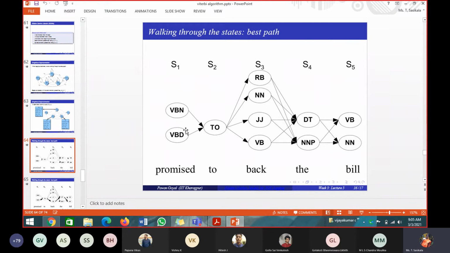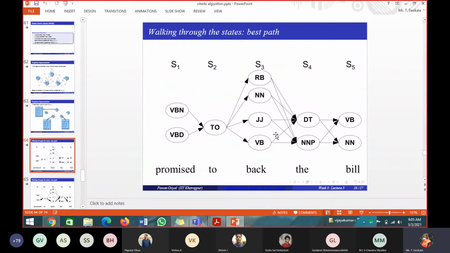Whether both the tags can be assigned to the word promised in the sentence? No. Only 1 tag will be assigned for the word. Only 1 tag or both the tags? Only 1 tag will be assigned for the word promised. So okay, to has only 1 tag, so not a problem.